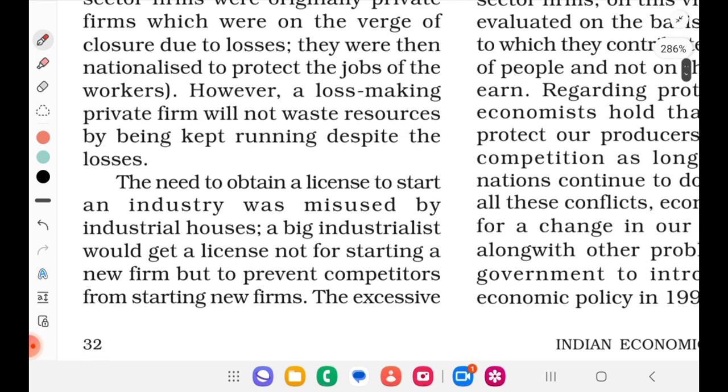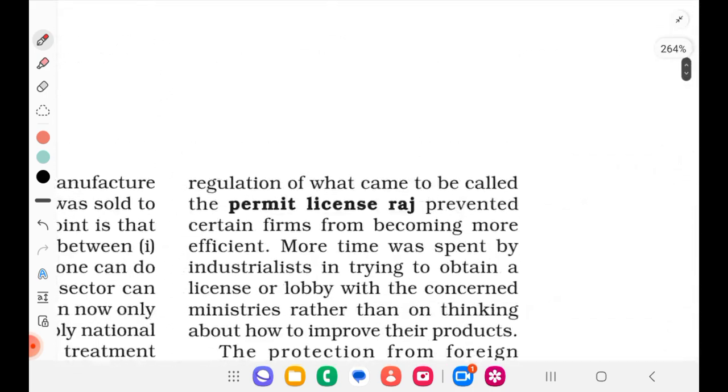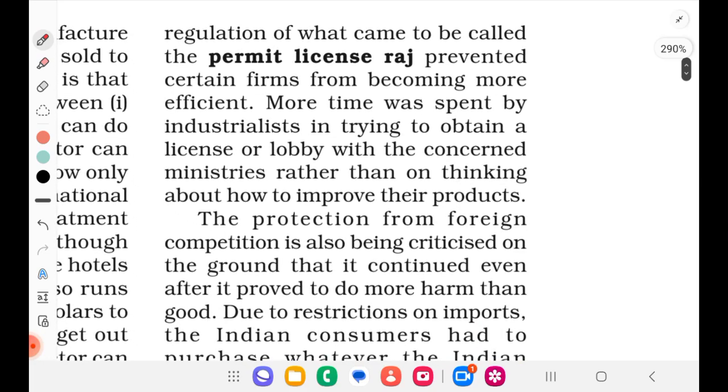The need to obtain a license to start an industry was misused by industrial houses. A big industrialist would get a license not for starting a new firm but to prevent competitors from starting new firms. The excessive regulation of what came to be called the permit license raj prevented certain firms from becoming more efficient. More time was spent by industrialists in trying to obtain a license or lobby with the concerned ministries rather than thinking about how to improve their products.